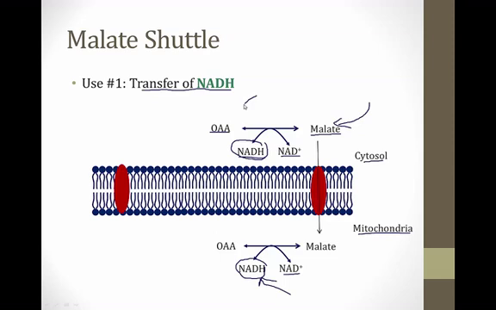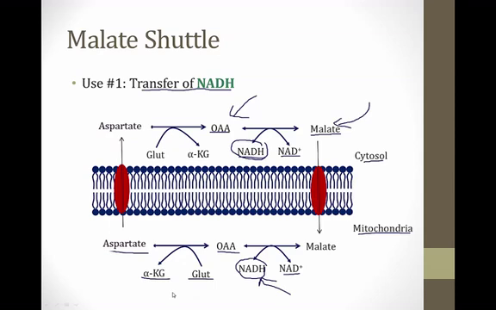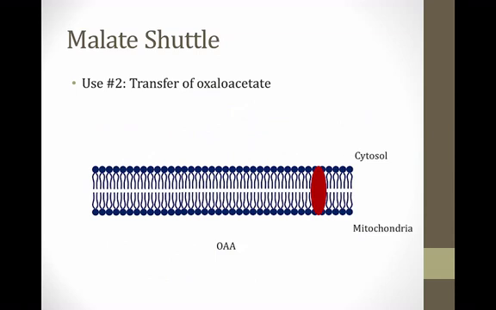Now we want to regenerate the oxaloacetate that we used on the outside of the mitochondria. To do that, we'll convert the oxaloacetate inside the mitochondria into the amino acid aspartate. This involves conversion of the amino acid glutamate into alpha-ketoglutarate. The aspartate can then go back across because it's able to traverse the mitochondrial membrane, and on the other side the reaction can be reversed, and thus we have regenerated the oxaloacetate that we used in the beginning of this process.